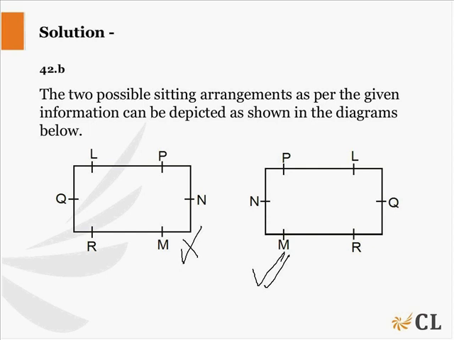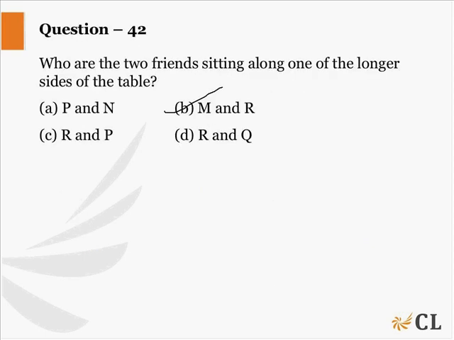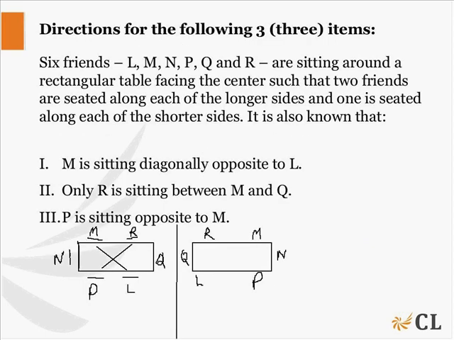Vivek is asking why M and L can't sit along the shorter side. How can we? We already made the diagram. On the shorter side, only opposite people can sit. In the first one, it says M is diagonally opposite to L. So this position cannot be diagonally opposite to any position. So I cannot put M and L on the shorter side. Is it clear, Vivek? On the shorter side, only opposite. Okay, right. That is clear.